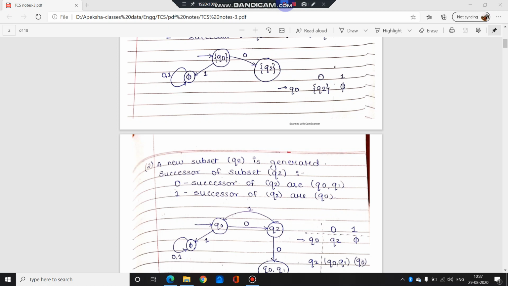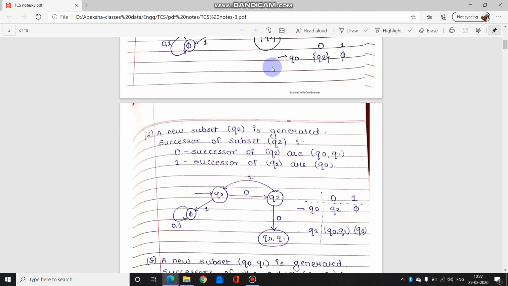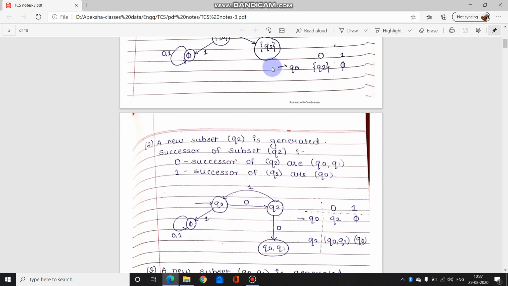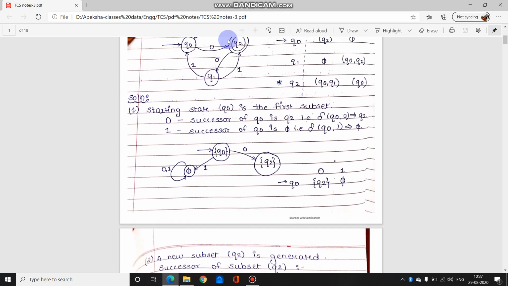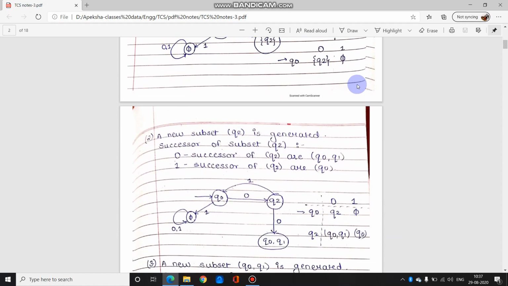So we have to analyze the same thing: if 0 comes on Q2, how will it be processed, and if 1 comes, how will it be processed. So we see that if 0 comes on Q2, it goes to two states, Q0 and Q1, and if 1 comes on Q2, it goes only to the Q0 state. So that is what is written over here.